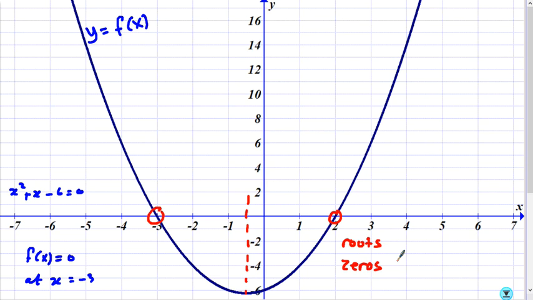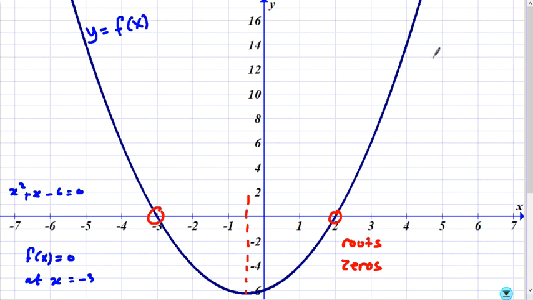The word roots has nothing to do with square roots, and the zeros of the function refers to the fact that when x is negative 3, the value of the function is 0. So if you have a graph, you can easily solve a quadratic equals 0 just by looking at the point where the curve crosses the x-axis. But that's not all. You can solve other equations as well.